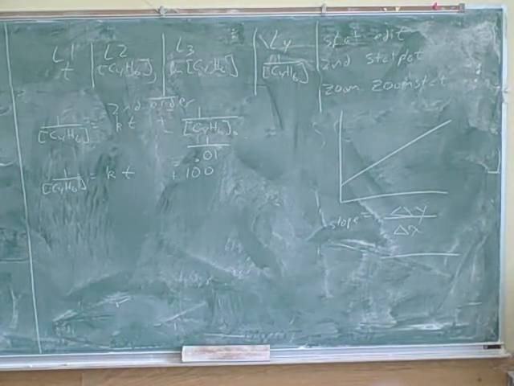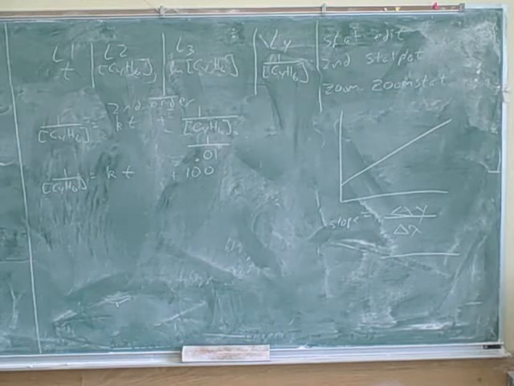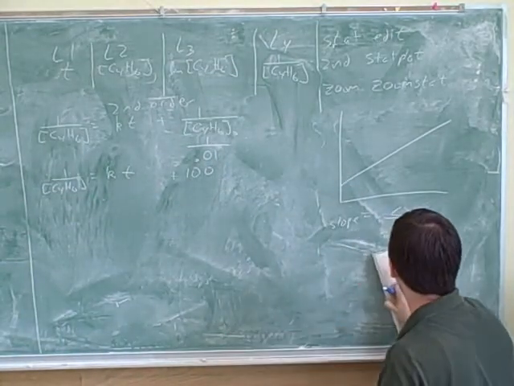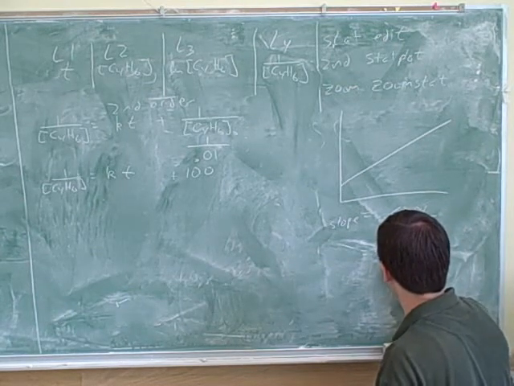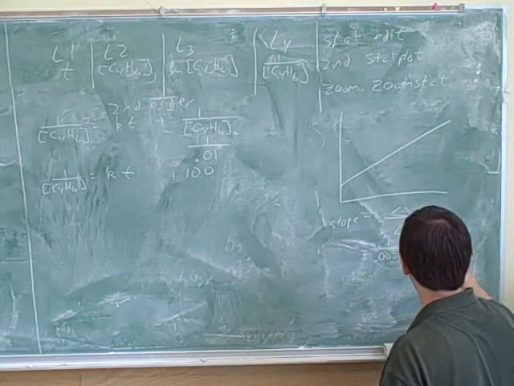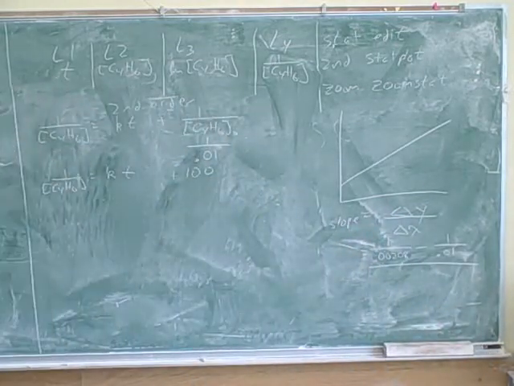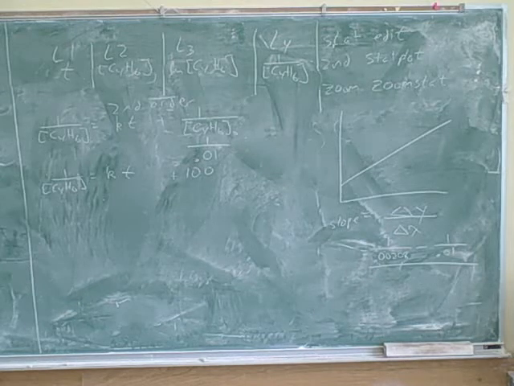So, 1 over 0.0028. That's right. Minus 1 over that. Right. And underneath, how about for the change in the horizontal variable?